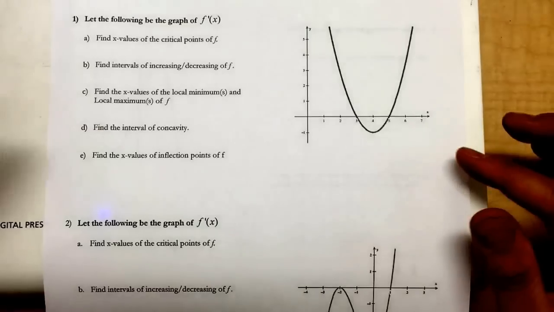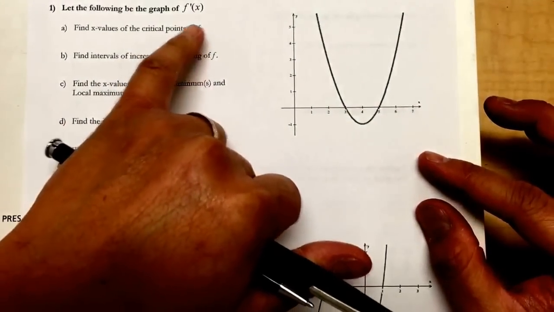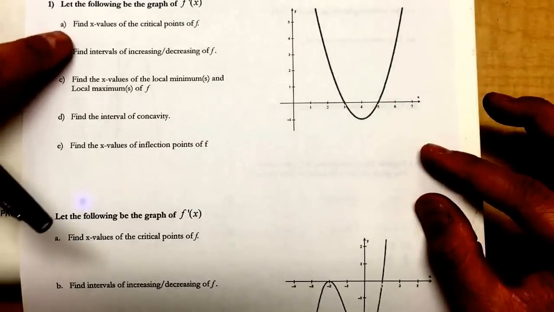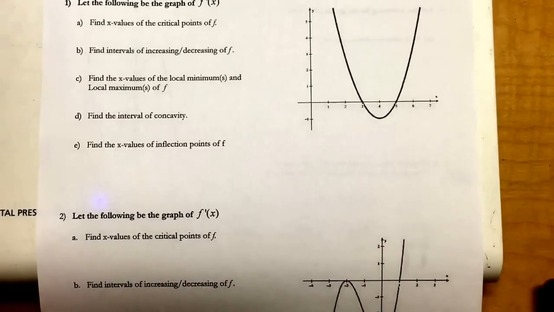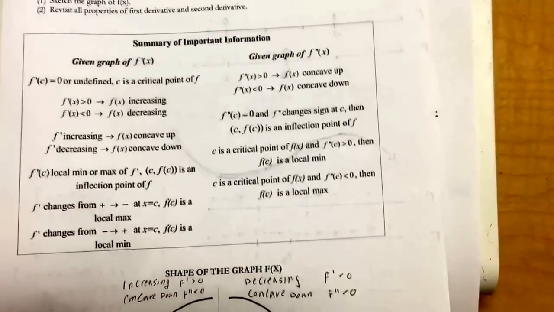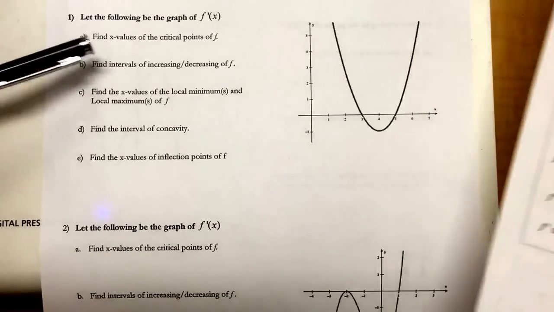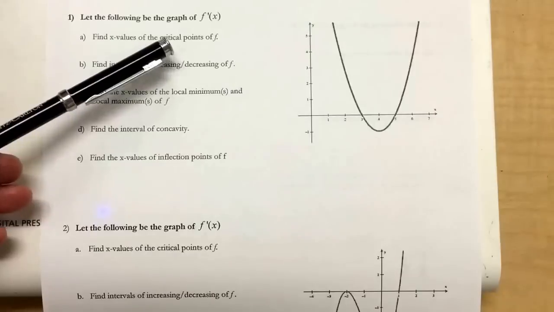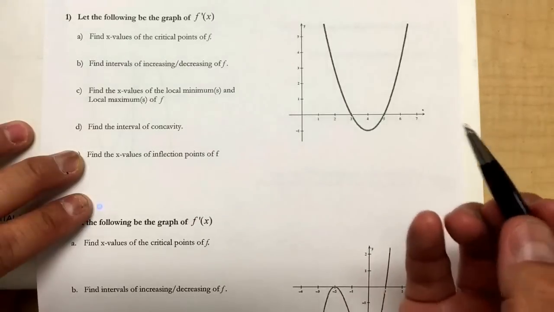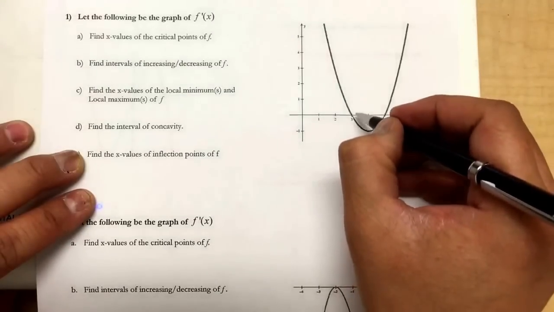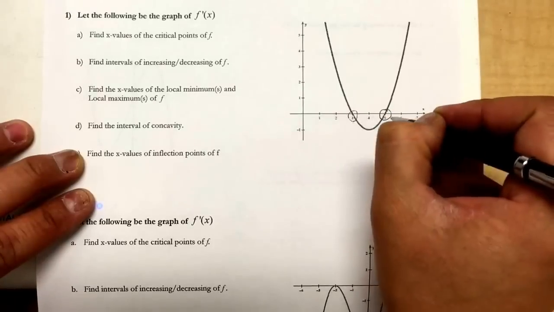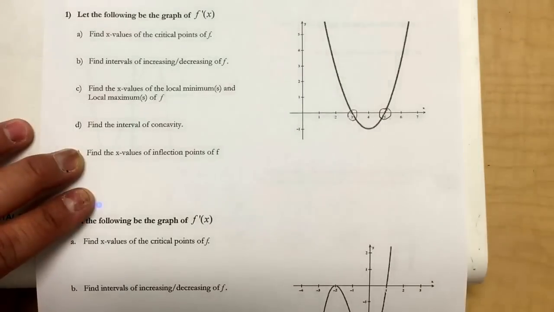We will now analyze the graph of f prime to find the properties regarding the graph of f. From the previous page, if you need to, you can always review this page. We know that the critical points are where the graph of f prime equals 0. So they are here and there, at 3 and 5. Those are our critical points.